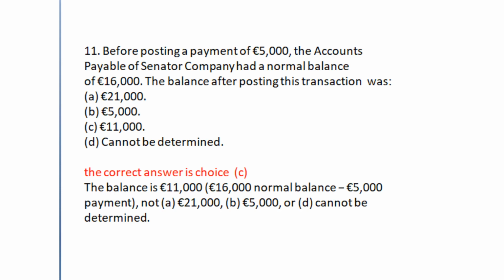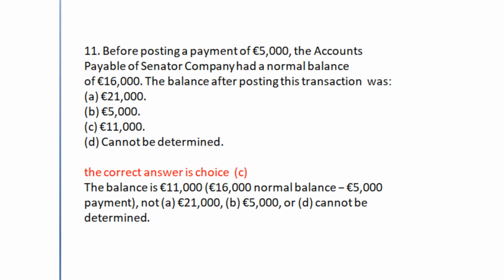€16,000 normal balance less the €5,000 payment, not A. €21,000, B. €5,000, or D. Cannot be determined.